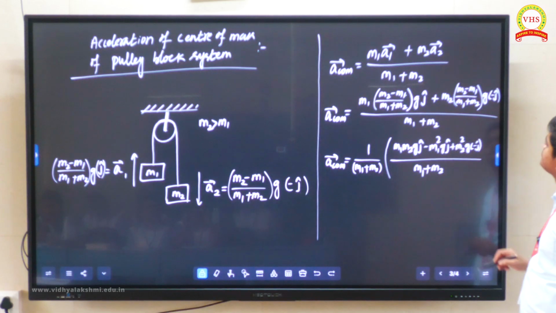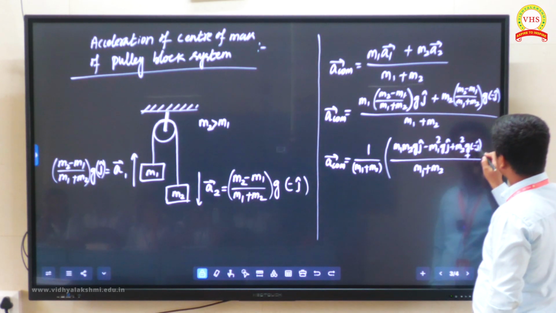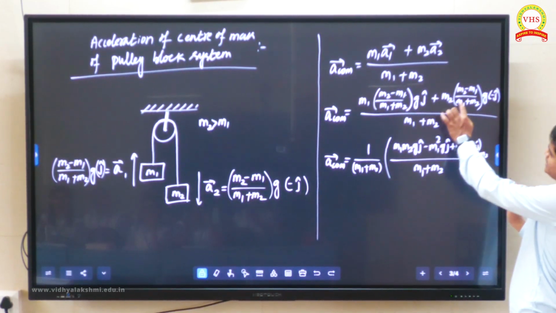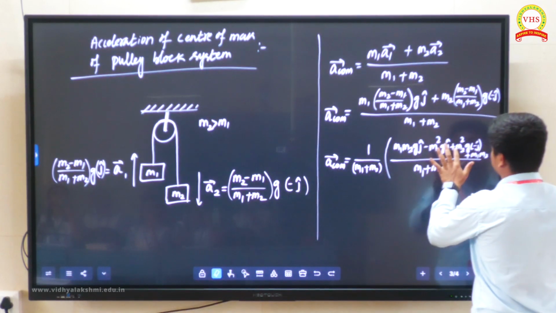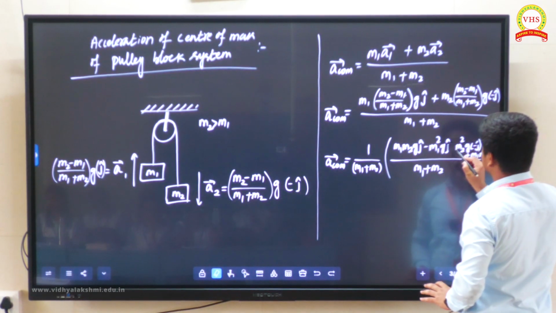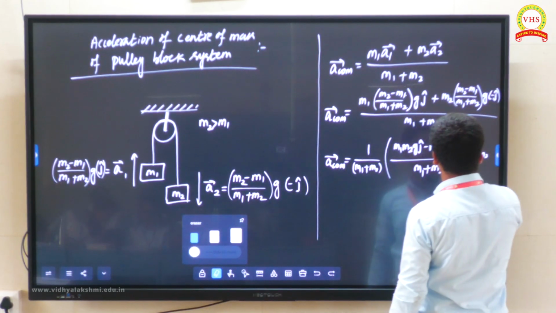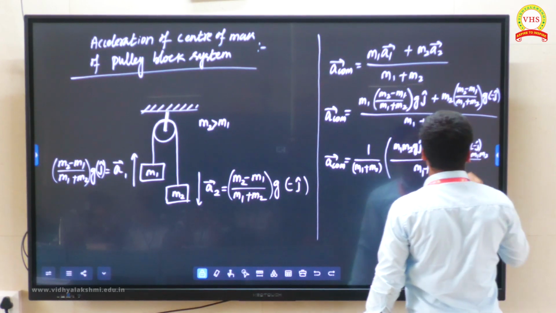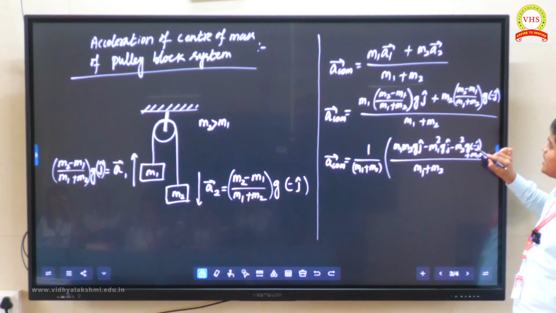Now next what will come? Minus minus plus, what will come here? m1, m2, this minus you did here. If this one is m2, now here one minus will come. Here one minus will be there. This minus is there here now, m2 square, g minus j cap now.